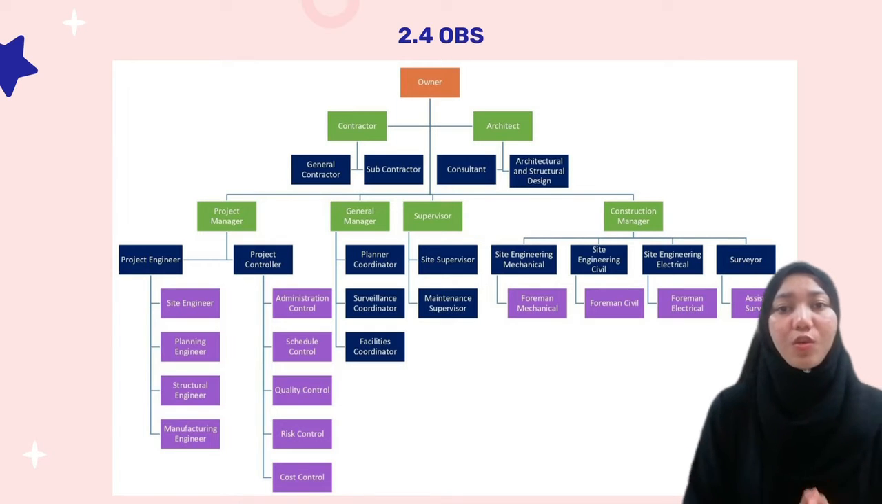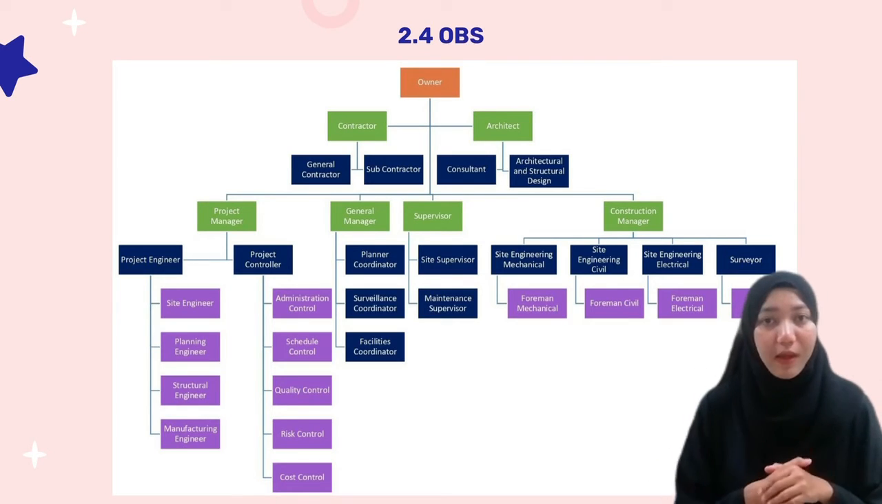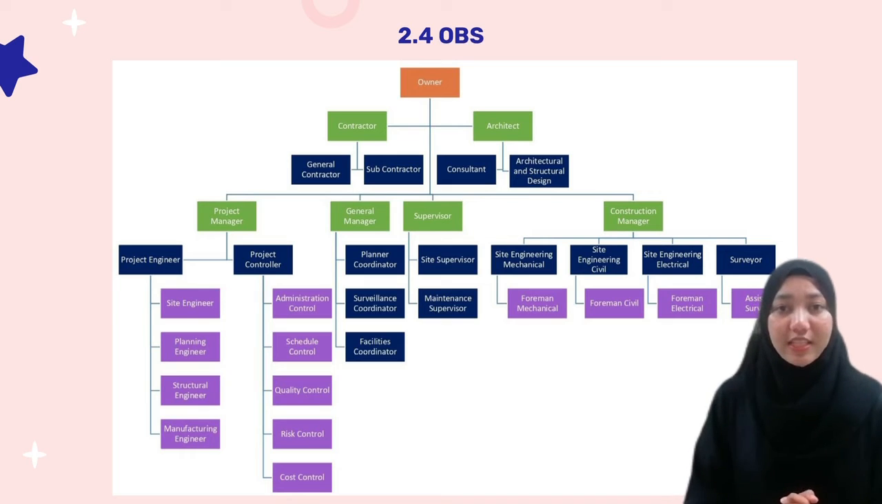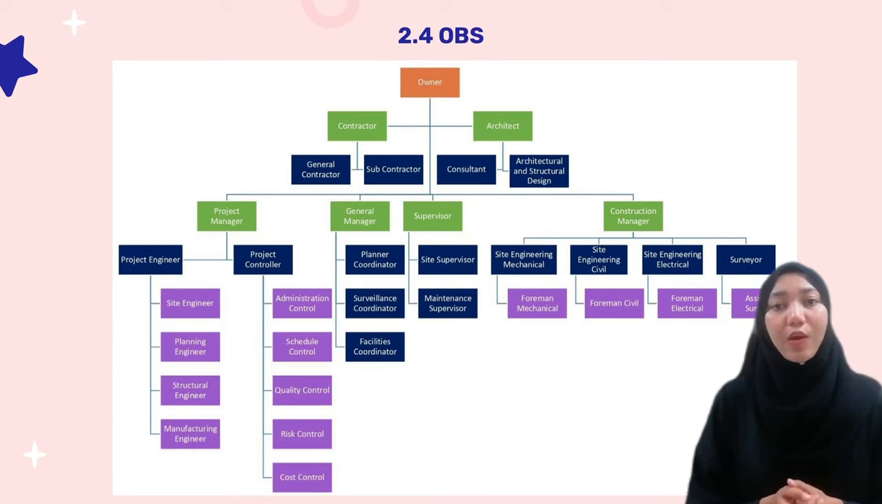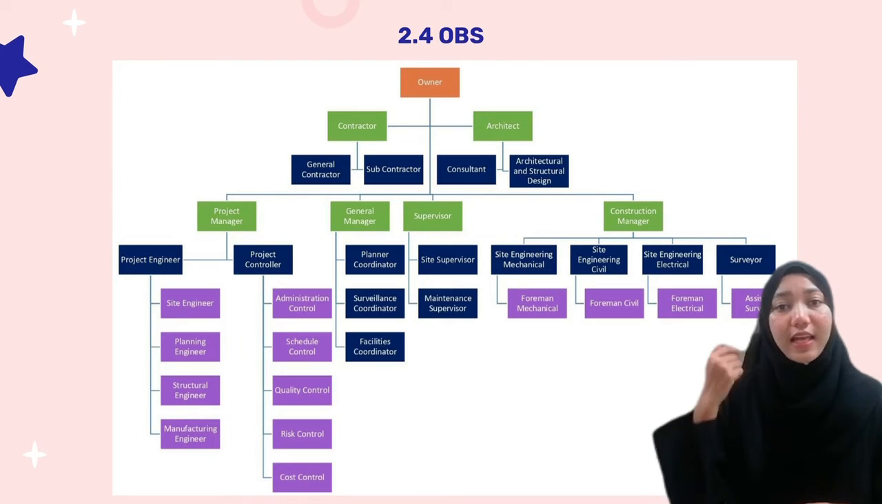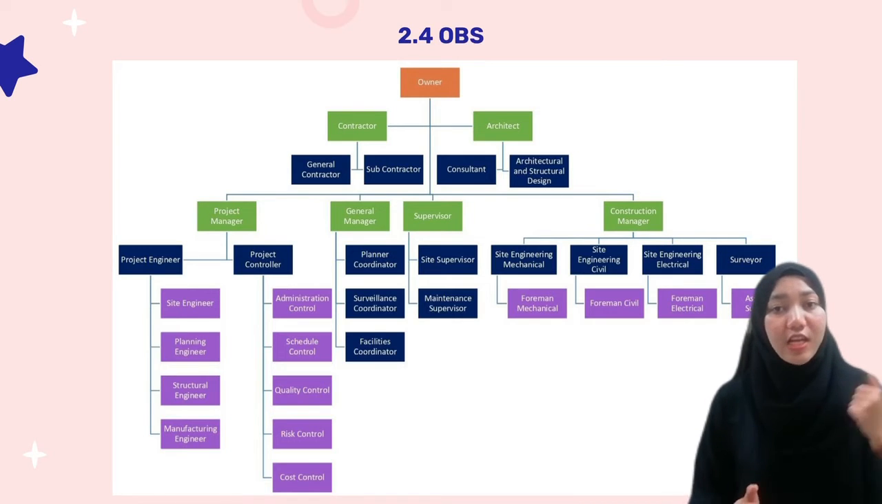First, we have the client or the owner. In the next level, we have contractor, architect, project manager, general manager, supervisor, and construction manager. Under contractor, we have general contractor and subcontractor, while under architect, we have consultant and architectural and structural design. Next, under project manager, we have project engineer and project controller.